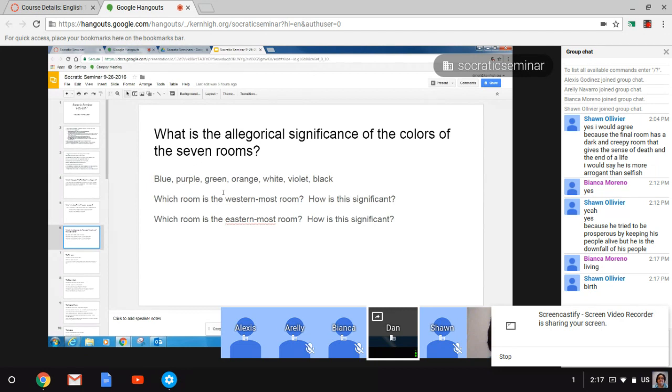And so isn't it interesting? The blue room is the easternmost room. And as the colored rooms move along, each one represents a particular stage of life in human existence. And so, which room is the westernmost room, do you think?